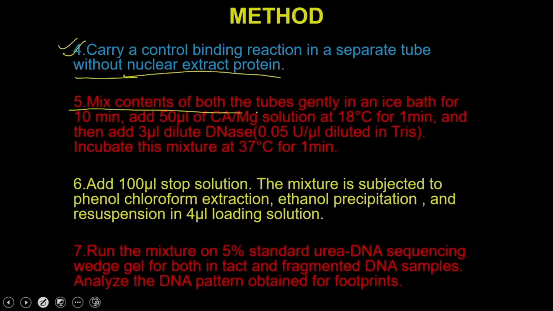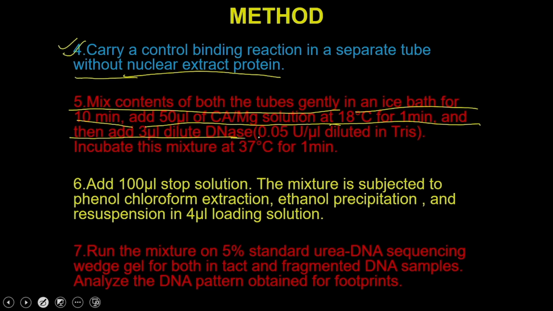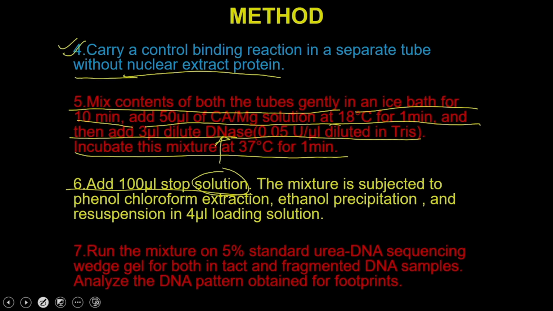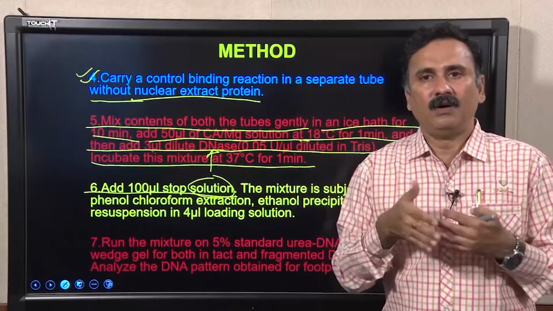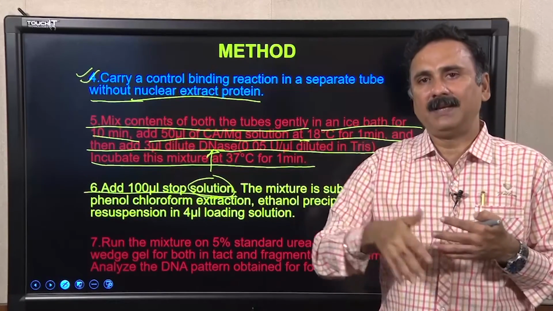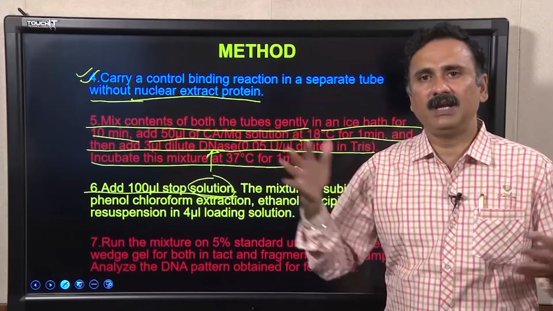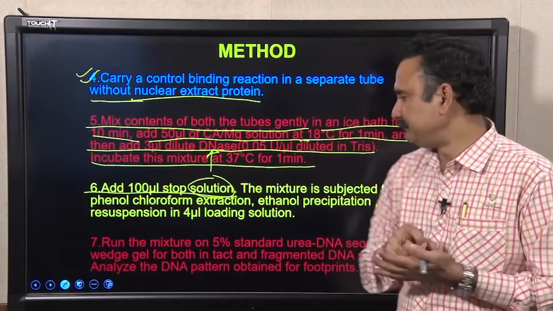Now, you mix the contents of both the tubes gently in an ice bath for 10 minutes and add 50 microliters of calcium magnesium solution at 18 degrees for 1 minute, and then add 3 microliters of DNase. Incubate this mixture at 37 degrees Celsius for 1 minute. Then you add the stop solution so that you stop the activity of the DNase, so that you do only a limited DNase activity, which means you are not going to allow the DNase to cut the DNA for a very long time. Otherwise, the DNase is going to cut the DNA completely and you will not be able to see the fragments.